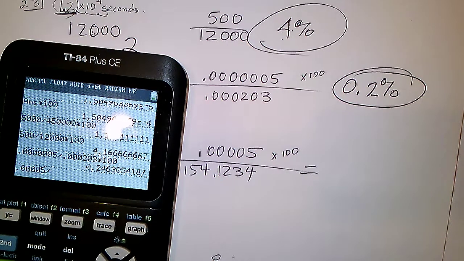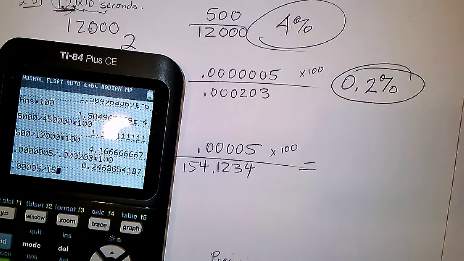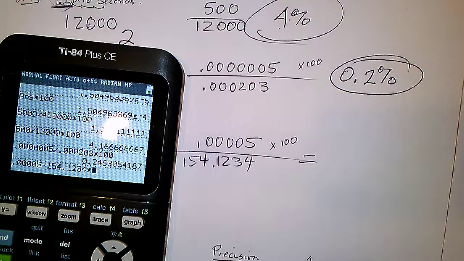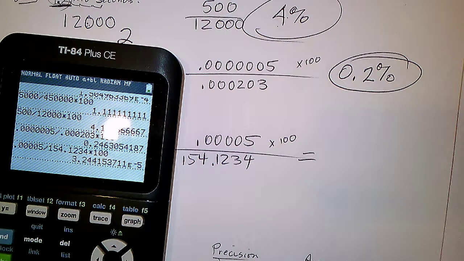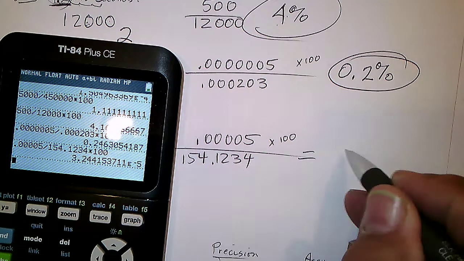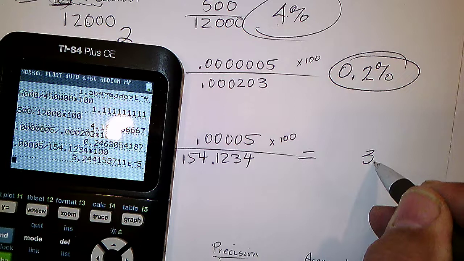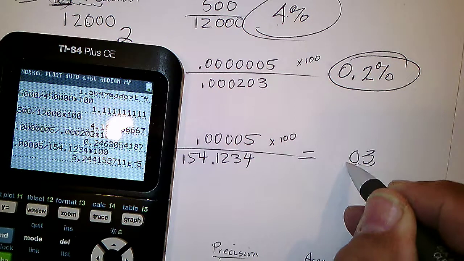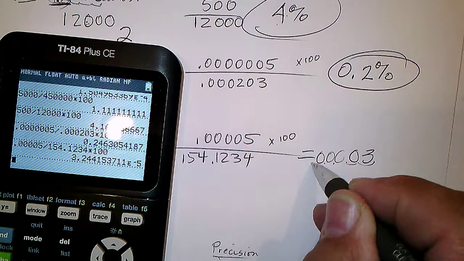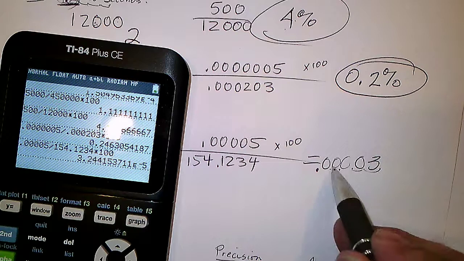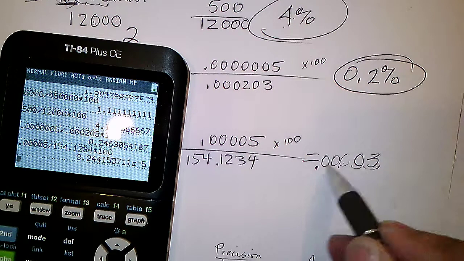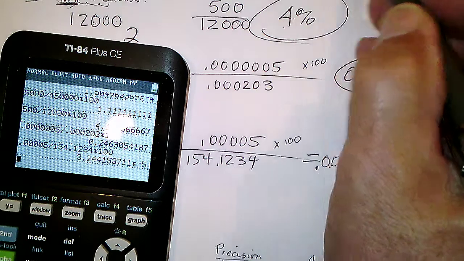0.00005 divided by 154.1234 times 100. And that says divide by 10 5 times. So 3 divided by once, twice, 3, 4, 5. 0.00003% error. 1, 2, 3, 4 zeros.